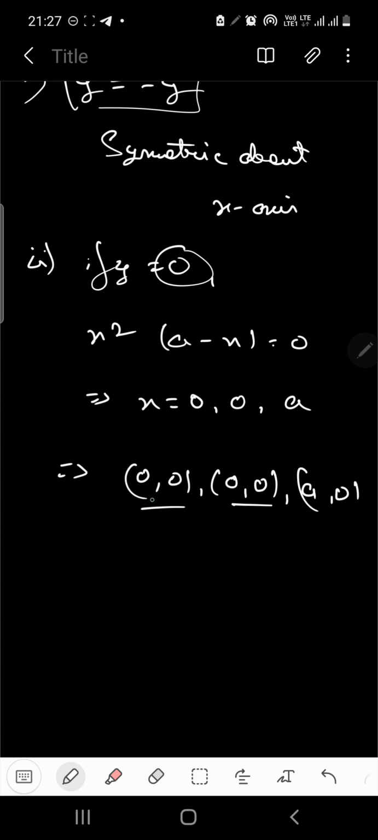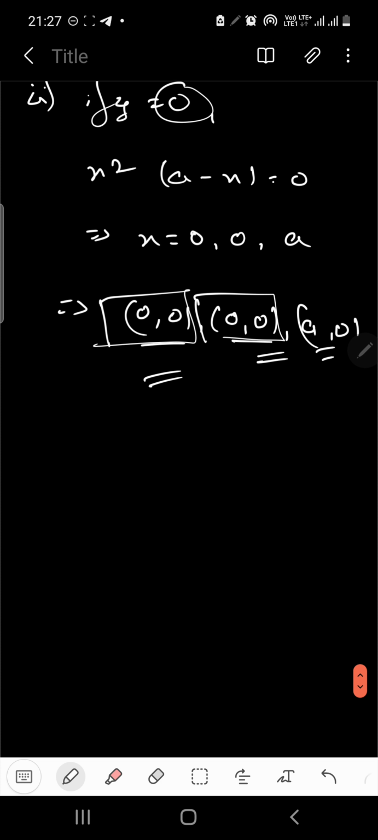Now why are you getting 0, 0 twice? Because two branches of this particular curve are passing through the origin. That is, the curve is passing through the origin twice. That means you can have a singular point, a node or a cusp at the origin. This is what it is clearly indicating. Got it? Clear? And the other point where you are having an intersection with the x-axis is a, 0. Clear? Now we need to check what sort of a singular point we have at the origin.